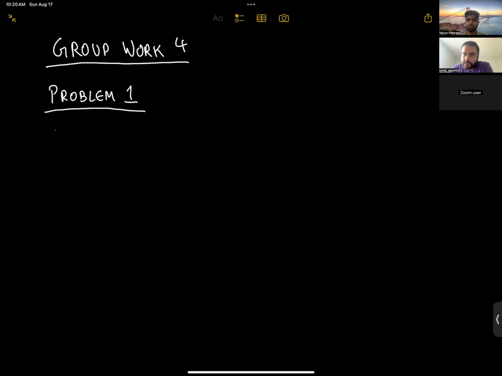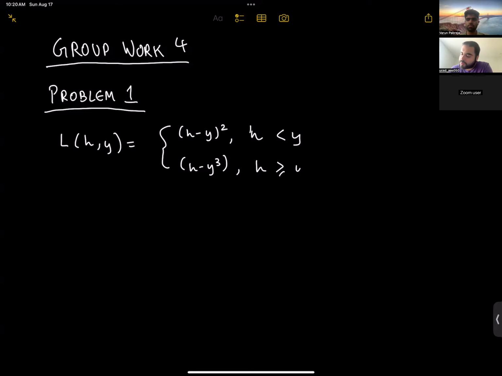So let's write it down. We have the loss function L(h, y), and this is a piecewise function, which means that there are two different parts to it, depending on the value of our variable. So we have (h minus y) squared as the loss when h is less than y, and (h minus y) cubed as the loss when h is greater than or equal to y.